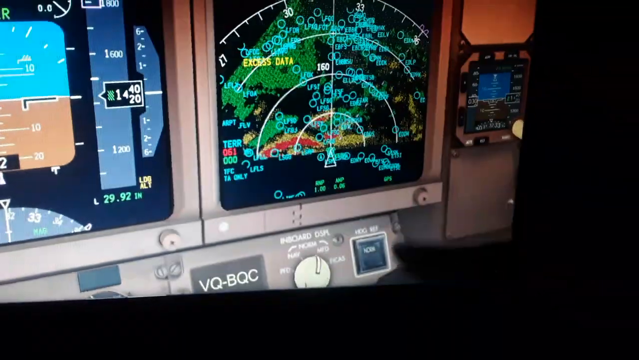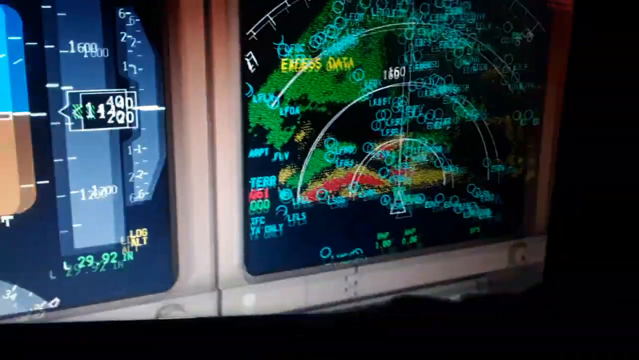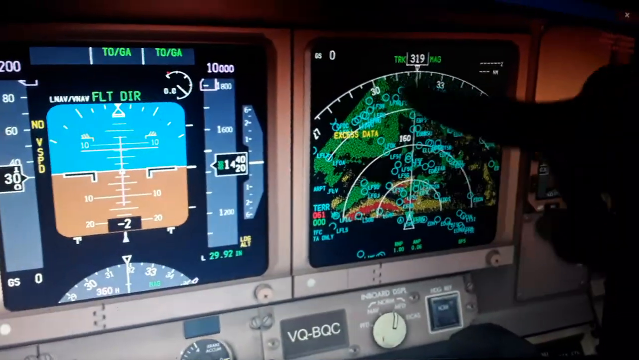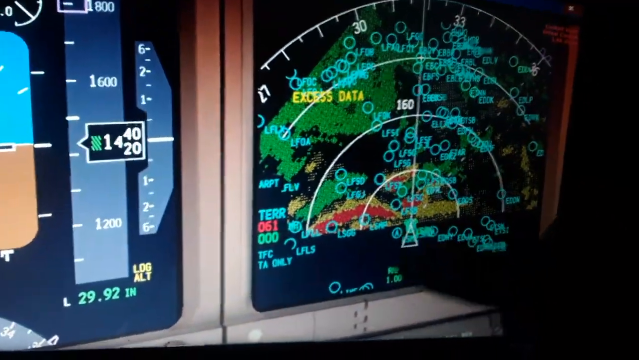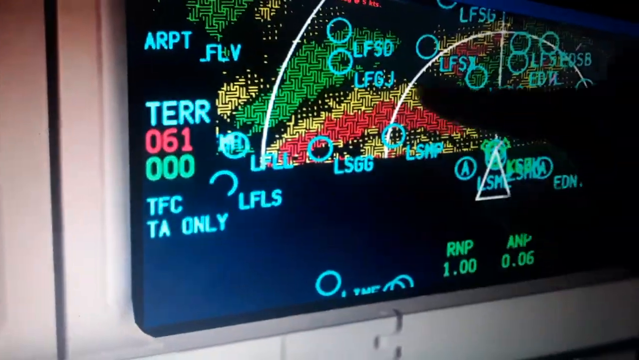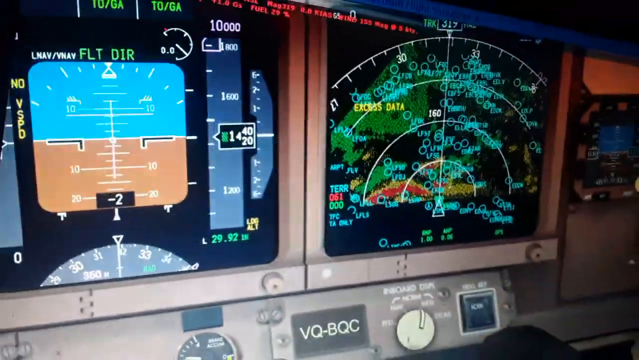You can see in the navigation display we have the terrain map and the airports. You can see here is Switzerland, here is France, and here is Germany over here. So you can see our position. This is our airport, and we're going to see the route later. You can see 6,100 feet is the maximum elevation depicted with red, and 0 feet with green is the minimum for this display.